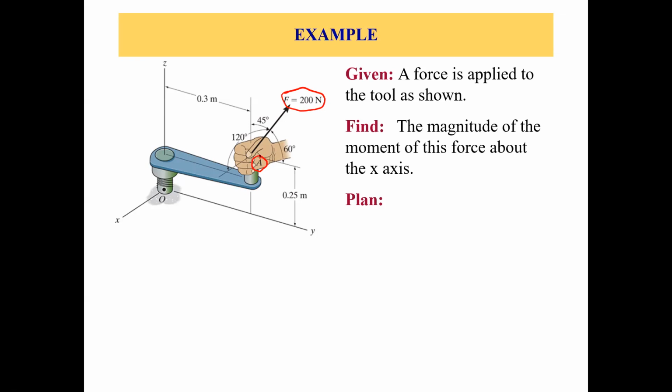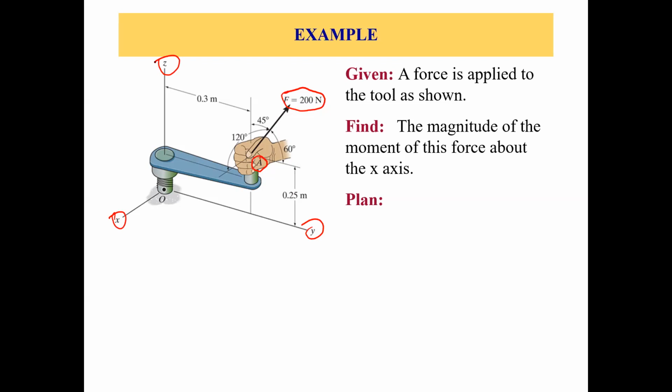We need to determine the magnitude of the moment of this force about the x-axis. So we have x-axis, y-axis, z-axis. This is a three-dimensional problem. We have 3D space. We have these angles given, angles of the force which it makes with the x, y, and z axes, and we need to find the magnitude of the moment of this force about the x-axis.